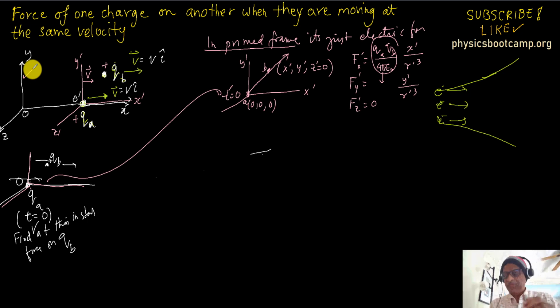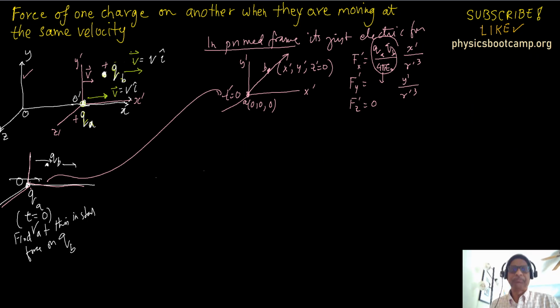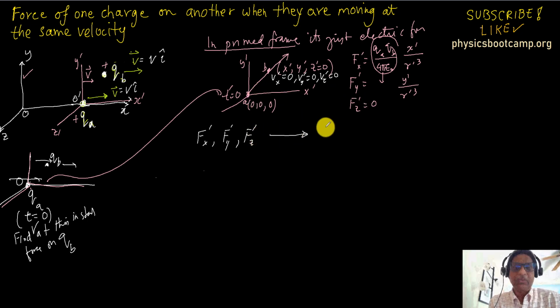Okay, so we need somehow a conversion. We have F x prime, F y prime, F z prime, and in this frame you can see that Vx prime is 0, Vy prime is 0, Vz prime is 0. So in this frame everything is at rest, right? So we need to convert this to Fx, Fy, Fz.